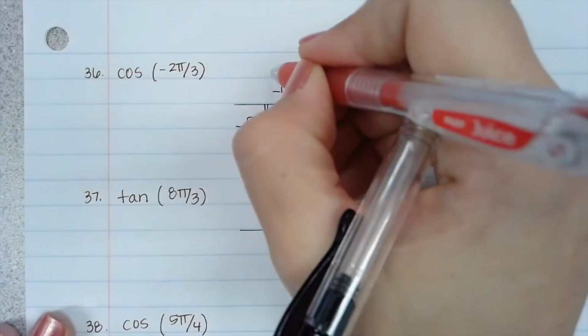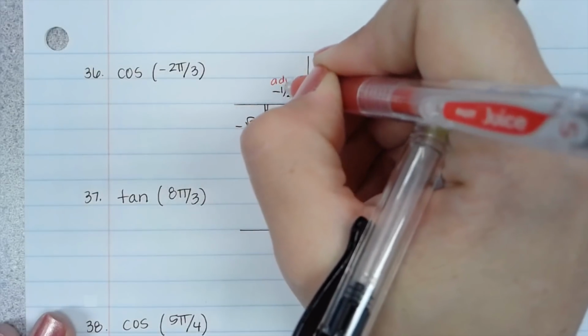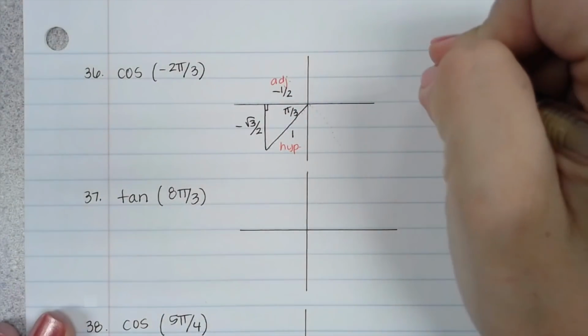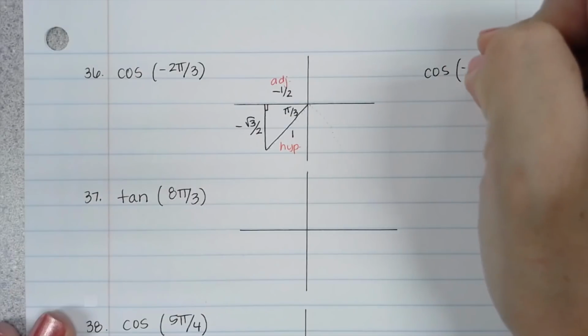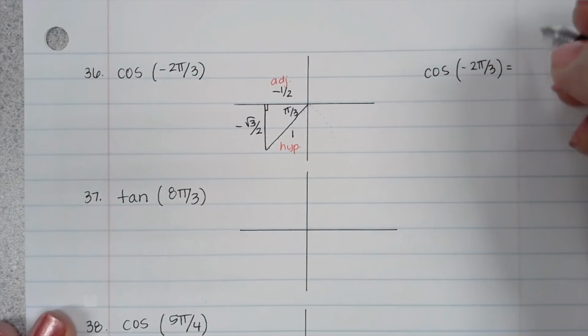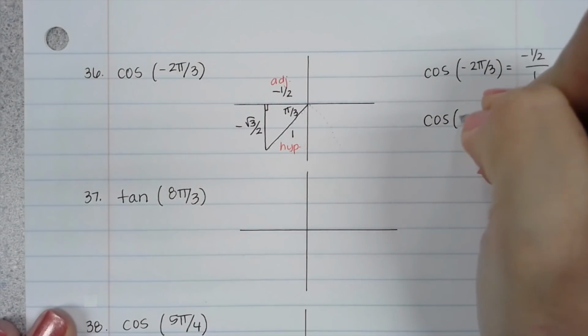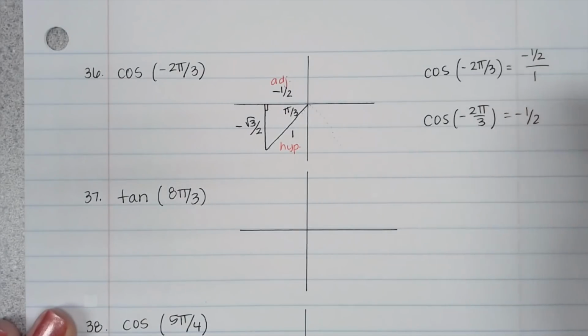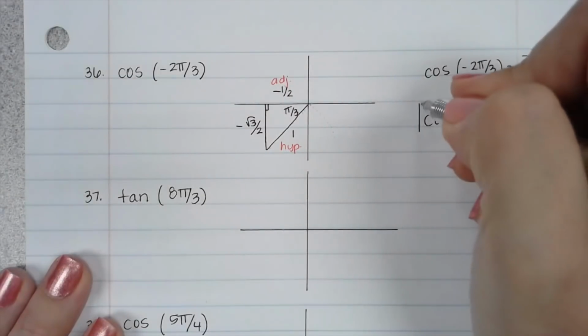For this one, I'm finding cosine. And so for cosine, I need the adjacent side, and I need the hypotenuse. So the cosine of negative 2 pi over 3 radians is going to be adjacent over hypotenuse. And so it would give me, for 36, my answer for the question would be negative 1/2.